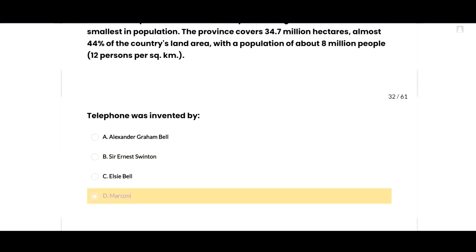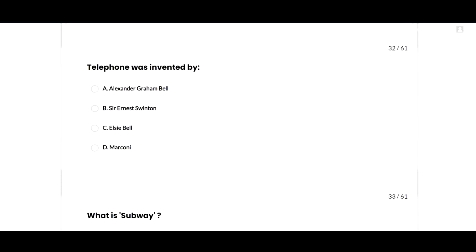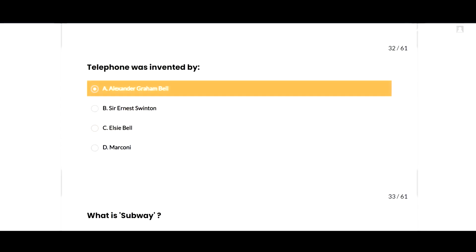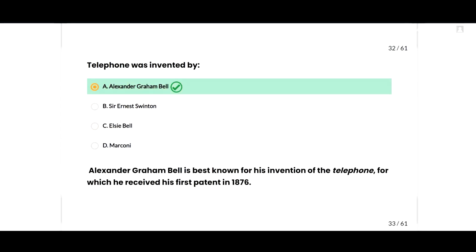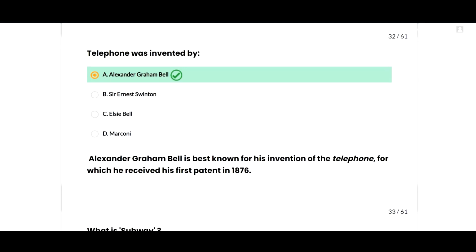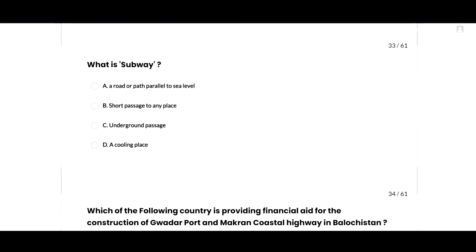The next MCQ. Telephone was invented by Alexander Graham Bell. Alexander Graham Bell is best known for his invention of the telephone, for which he received his first patent in 1876. Here A option is correct. The next MCQ. What is subway? Underground passage. C option is correct.